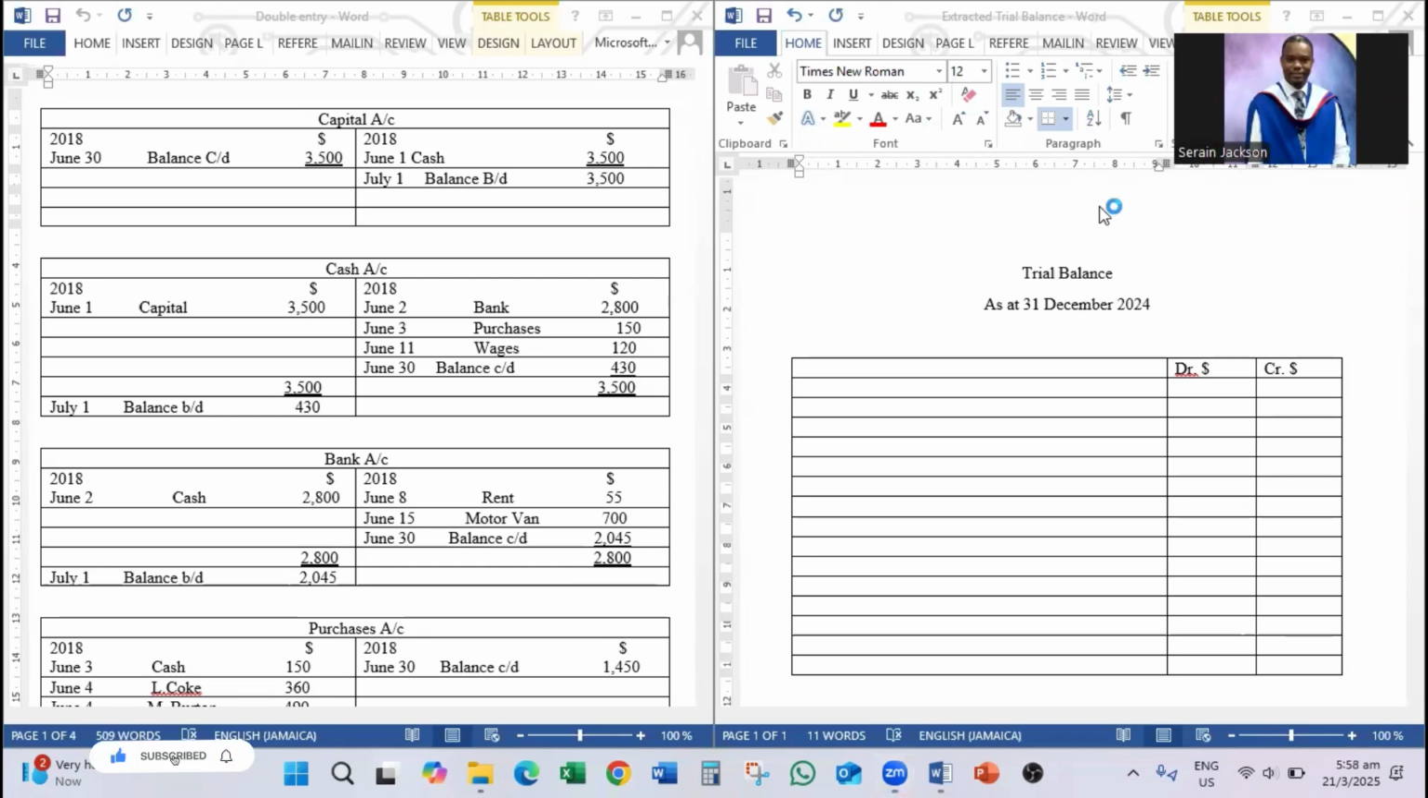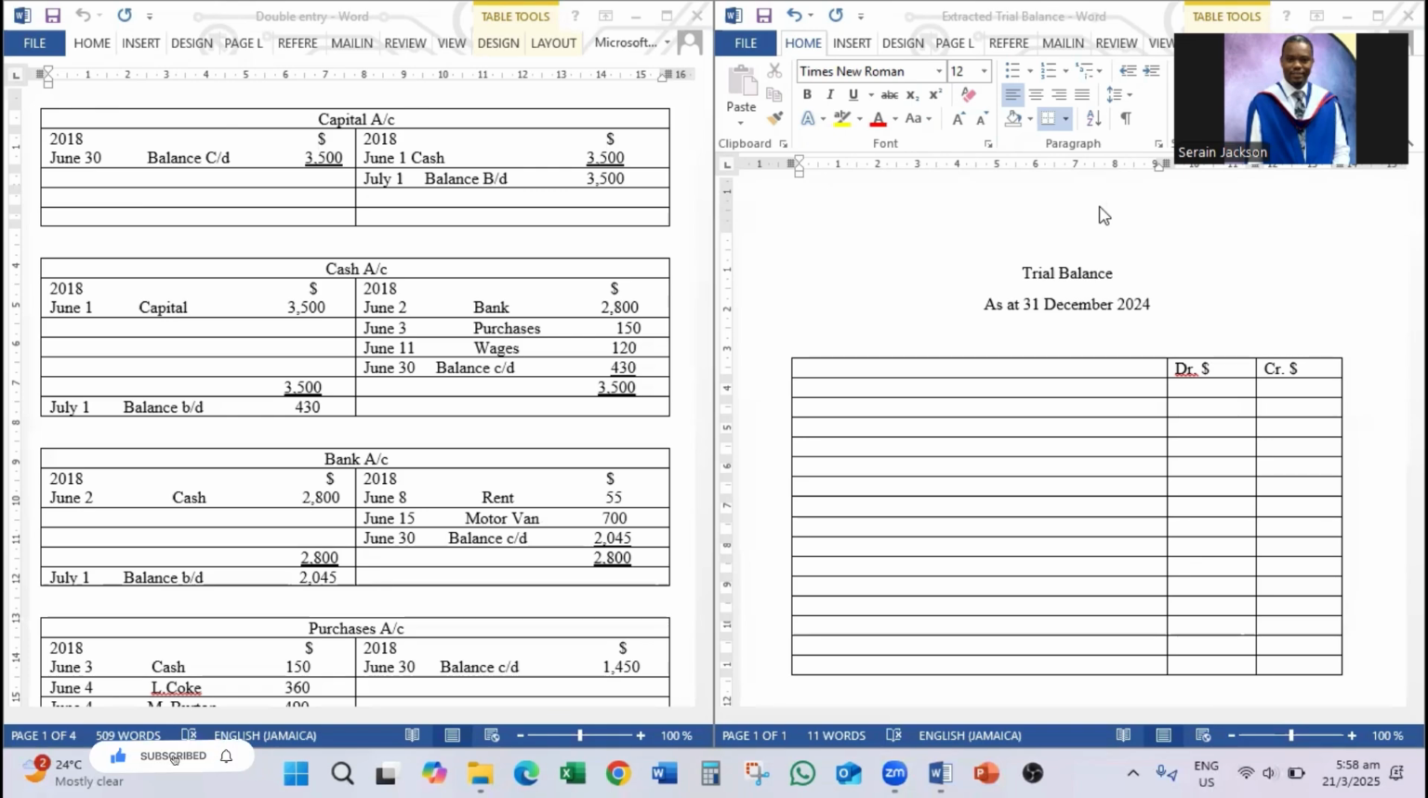In my last upload, we looked at how to balance off double entry accounts. And so I had promised that I would show you how to extract a trial balance from those set of double entry accounts. And that is exactly what I am going to do right now. So without further ado, let's get right into it. This video should be a short video.